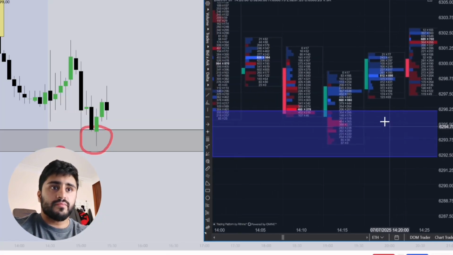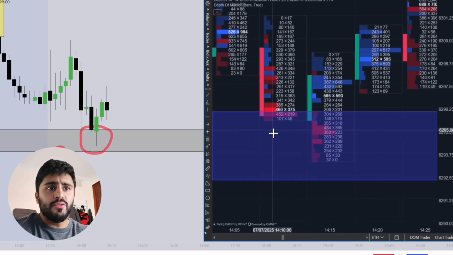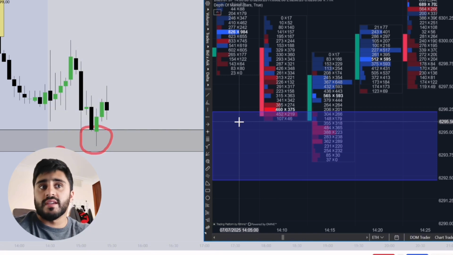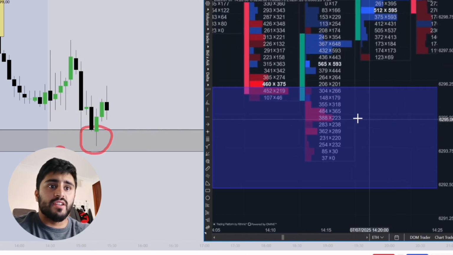So this corresponds to this region, right? So what was going on? Can you see where it says 452 for 219, 107 for 46, right? So what do these numbers actually represent? What do these numbers mean?